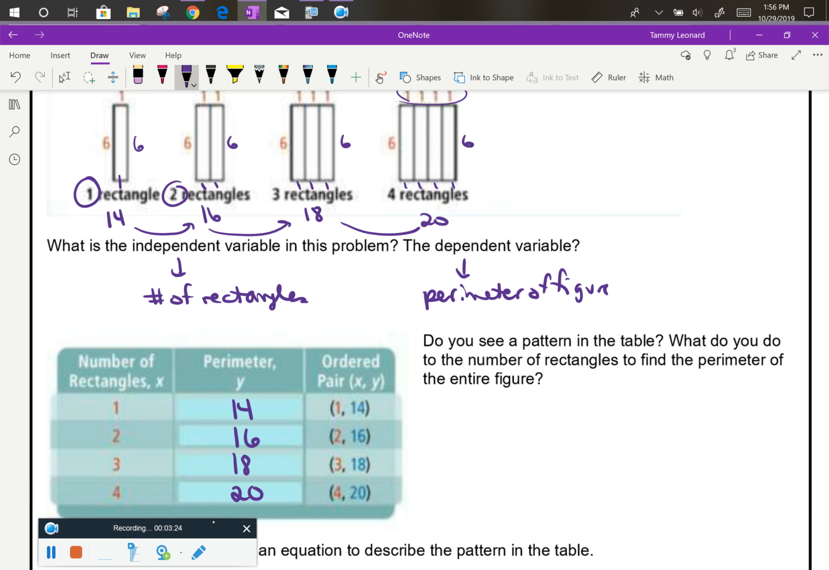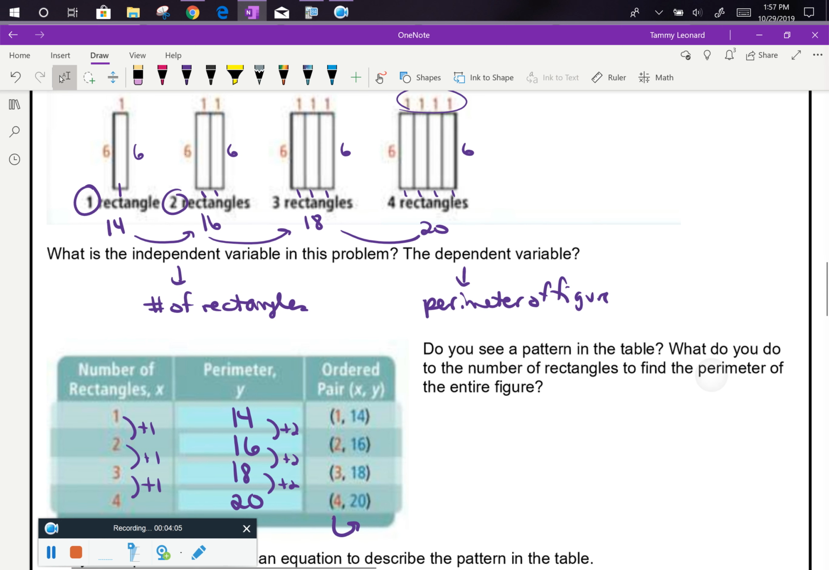And we're asked, do you see a pattern in the table? What do you do to the number of rectangles to find the perimeter of the entire figure? Well, we've already kind of talked about the basic pattern. The basic pattern is that the perimeter goes up by 2 each time, while the number of rectangles is going up by 1 each time. So that's a pattern within the independent variables or within the dependent variables. But we need a little bit of a different thing if we're looking at how can we take x and turn it into y.